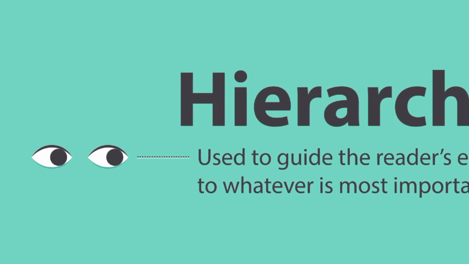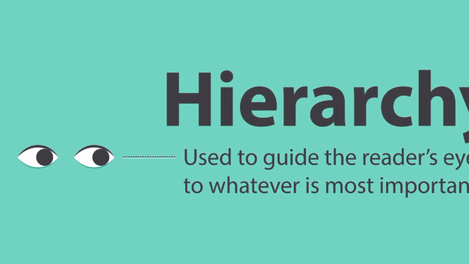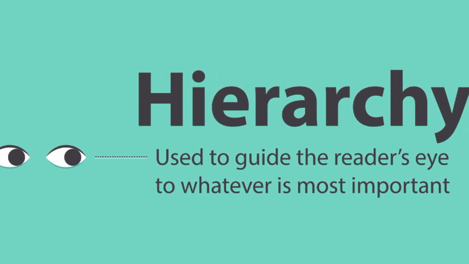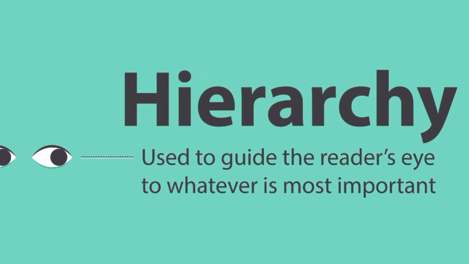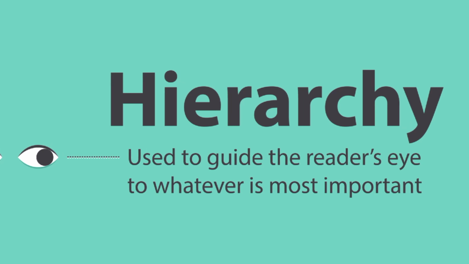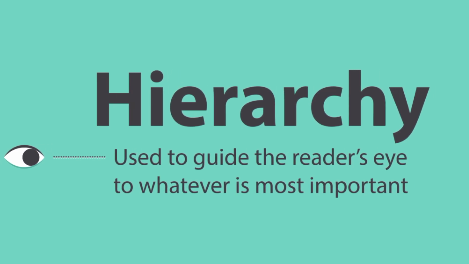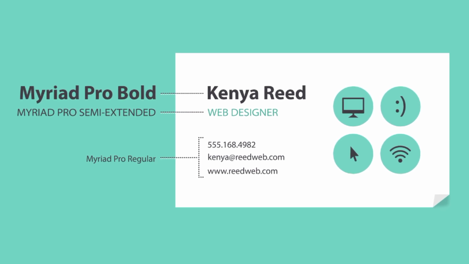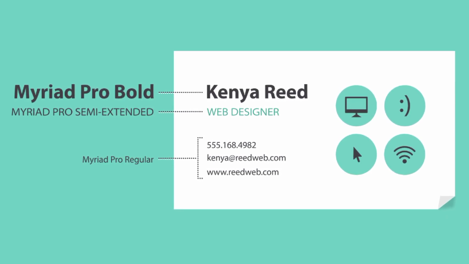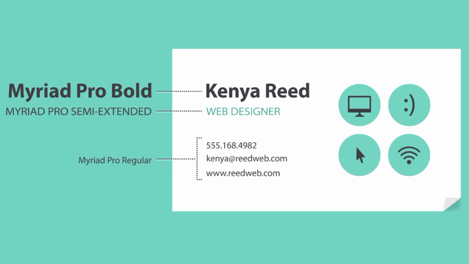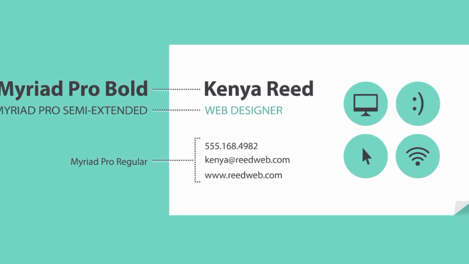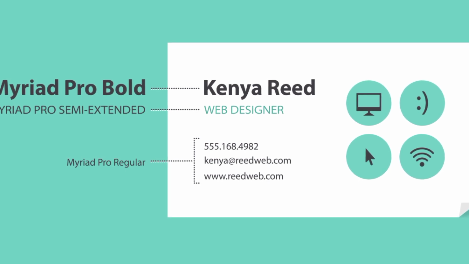So first, hierarchy. Hierarchy is used to guide the reader's eye to whatever is more important. In other words, it shows where to begin and where to go next using different levels of emphasis. Establishing hierarchy is simple. Just decide which element you want your reader to notice first, then make it stand out. High-level items are usually larger, bolder, or different in some way. Remember to keep it simple and stick to just a few complementary styles.